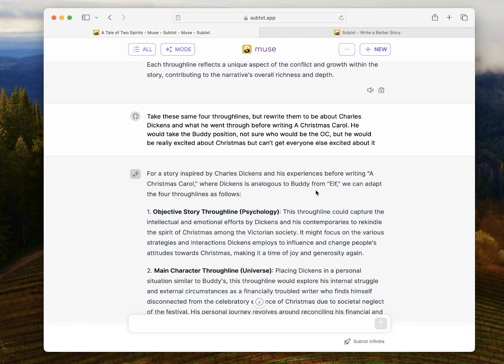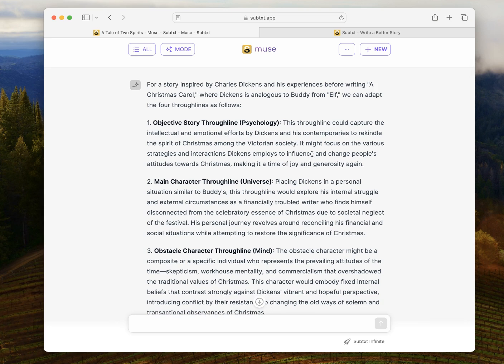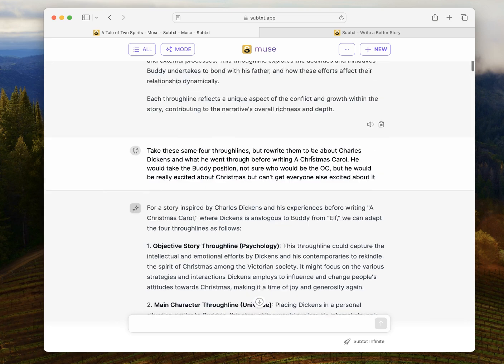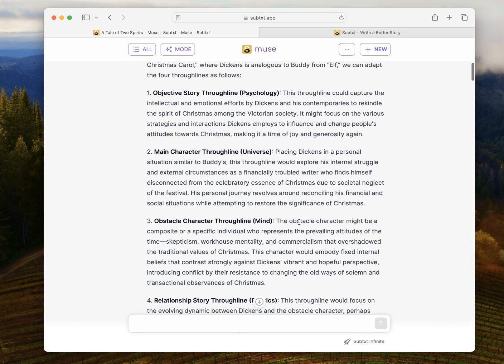So all the people that he met ended up in the play, and just telling it from his point of view like that. So I said he would take the Buddy position, and I wasn't sure who would be the obstacle character, but Dickens would be really excited about Christmas, but can't get everyone else excited about it. I really don't remember quite his real history and who he really is and whether or not he really did like Christmas, but I was just making it a fun sort of thing like that. So then what it did is it took those ideas and mixed it with the story structure, the form that's here, and brought it into that era.